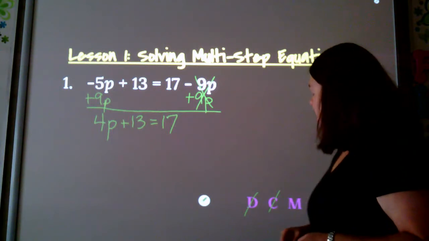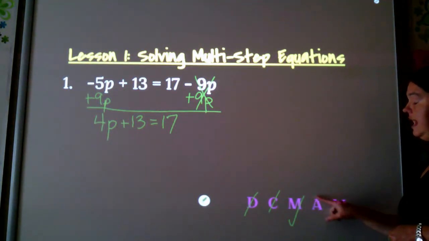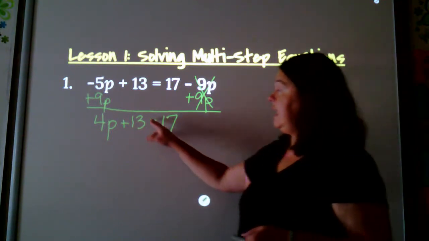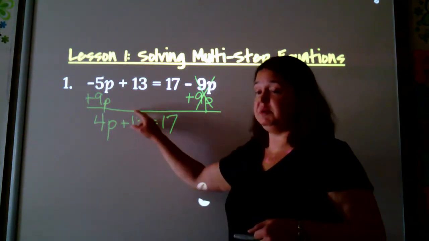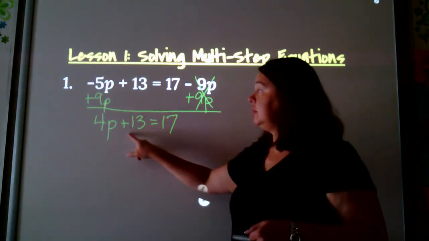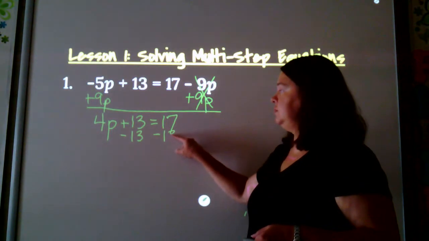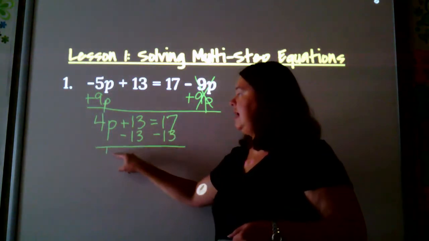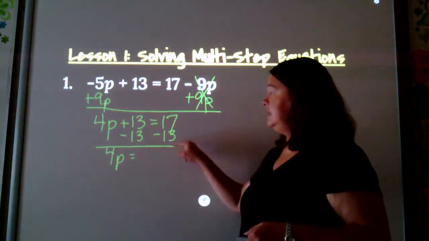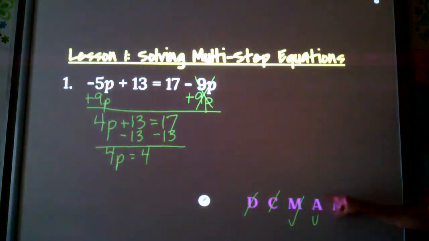All right, so I did that, I moved my variable. Now I'm going to look to see, can I add and subtract? And I can. I have this constant that needs to be moved away from the variable. I see a plus 13, so the opposite of adding 13 is subtracting 13 on both sides. So I have 4p equals 17 minus 13 is 4. So I did my addition, subtraction.